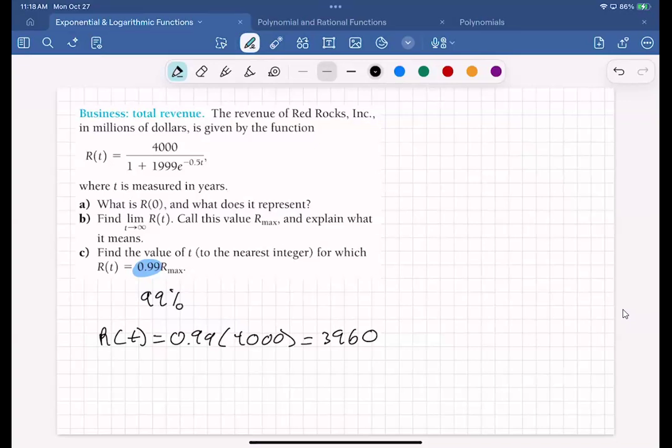Now, as far as solving this is concerned, this is going to be a little bit more tedious than some of the other equations that we worked with, just because our variable's buried in the exponent. Keep that in mind. But what you're seeing here is they want us to say, hey, 3,960 equals this equation that we've been given from our function.